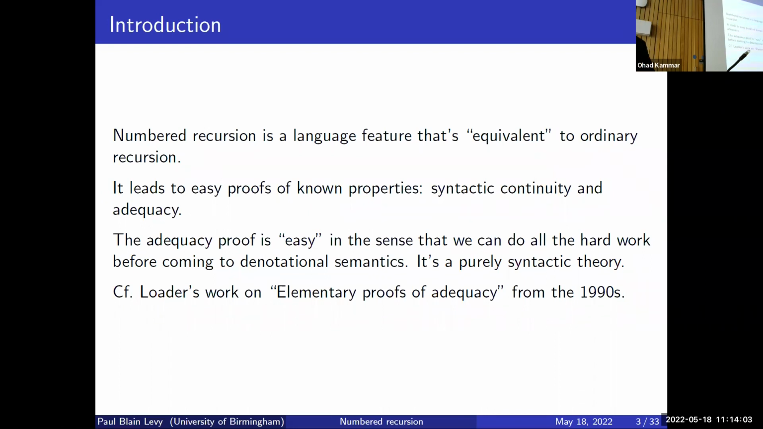And I know from experience that many people find operational stories more accessible, so they'd rather do the hard work there before getting to the denotational part of the story. And there has been similar work in the past, and one of them was even presented in the LFCS seminar in the 90s, by Ralph Loader. I don't know if anybody here was present. Nothing. Okay, so you heard Ralph Loader talking about elementary proofs of adequacy. And I think this is a bit simpler, but it's the same.